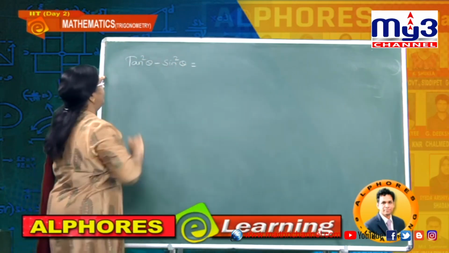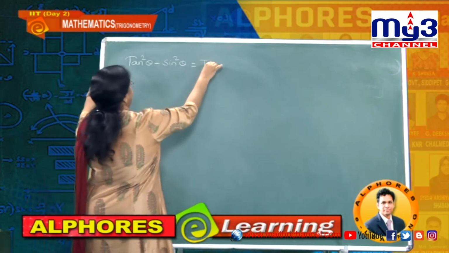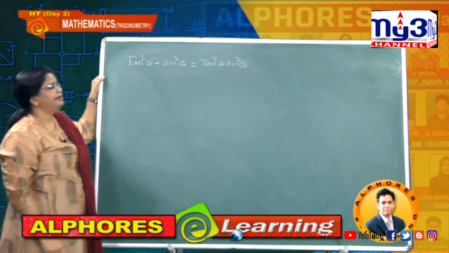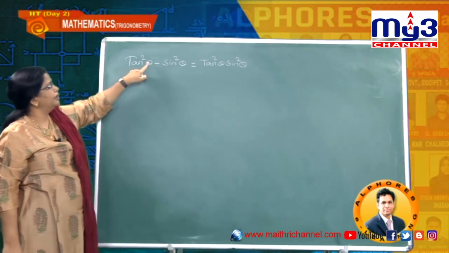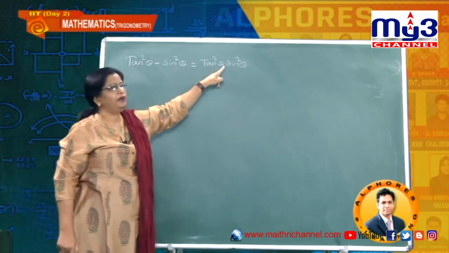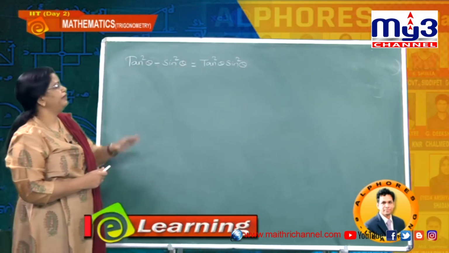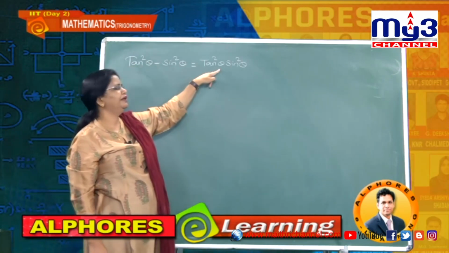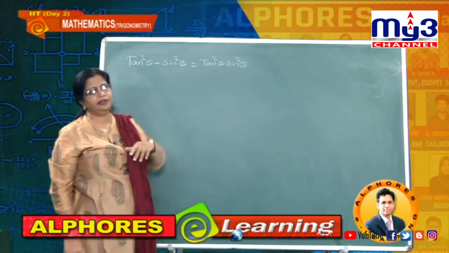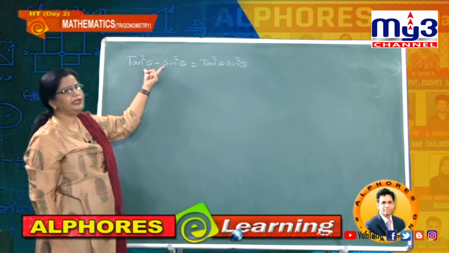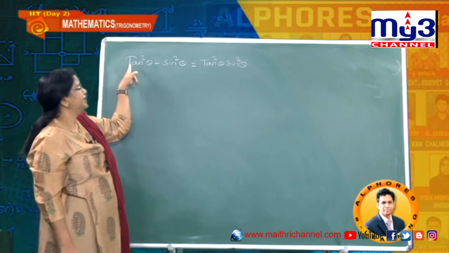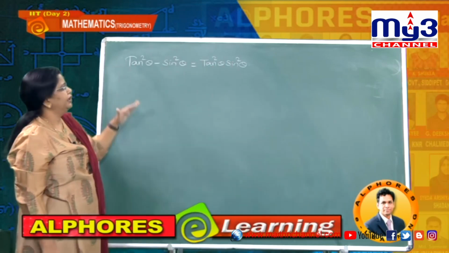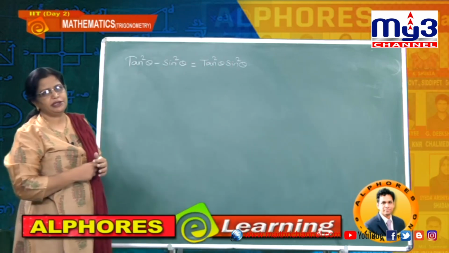Next one is tan square theta minus sine square theta equal to tan square theta into sin square theta. You observe that the difference of the two terms is the same as the product of the two terms. Same value, not new values: tan square theta minus sin square theta equals tan square theta into sin square theta. This also we come across many times in our problems.